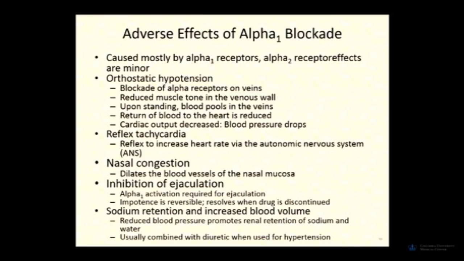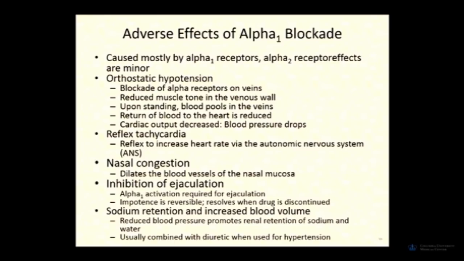Nasal congestion: with alpha receptor agonism, we saw the decongestion with phenylephrine. So now we're blocking alpha receptors, which causes dilation of the blood vessels and enhanced mucus production. Inhibition of ejaculation: alpha-1 activation is required for ejaculation. It can cause impotence, which is reversible and resolves when the drug is discontinued.